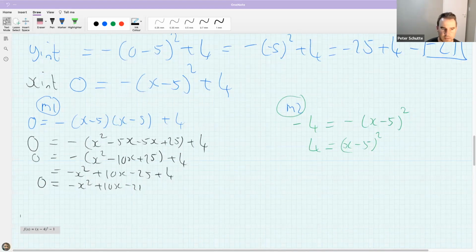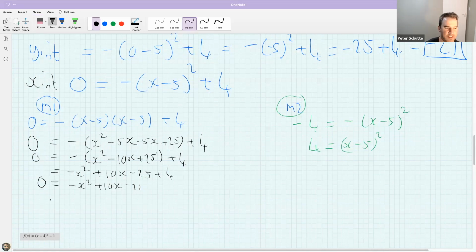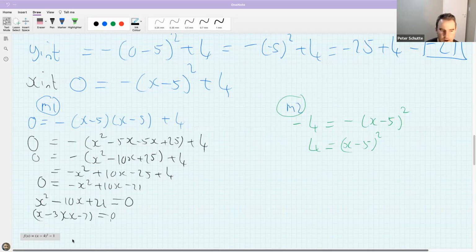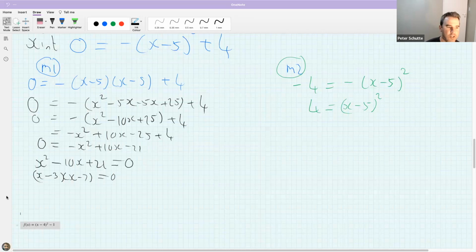Yeah, that was quite a bit of work, eh? Now, the question is, can we... I think some of you would even move it across to the other side to make it, it's not going to be plus, it's going to be minus. So minus, and then it might have been quicker to use the formula, but we should get x is 3 or x is 7.